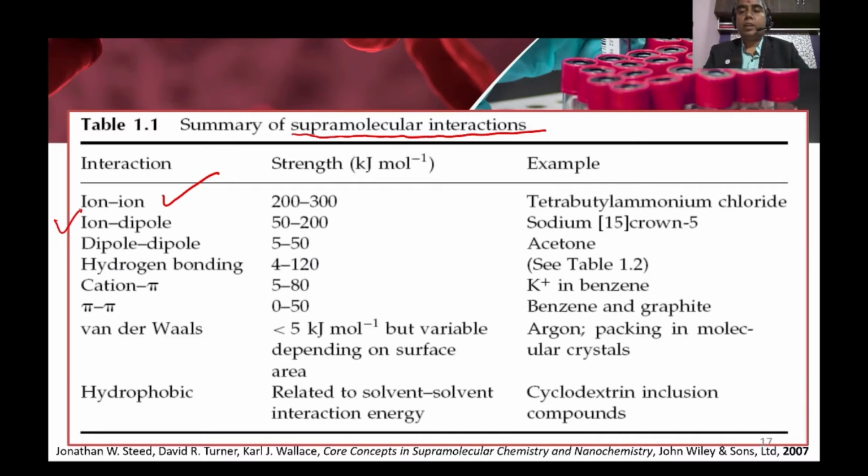Next is hydrogen bonding, 4 to 120 kilojoule per mole. Cation-pi interaction, its strength ranges between 5 to 80 kilojoule per mole. Pi-pi interaction, 0 to 50 kilojoule per mole. Van der Waals forces, or Van der Waals interaction, that is less than 5 kilojoule per mole, and hydrophobic interaction. So now let's see all these interactions one by one in detail.